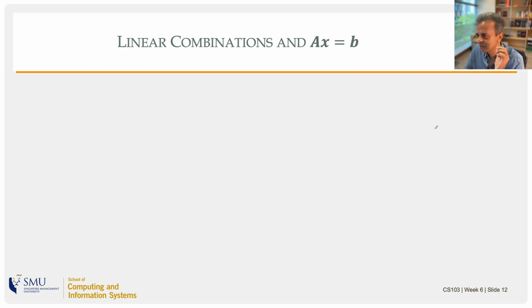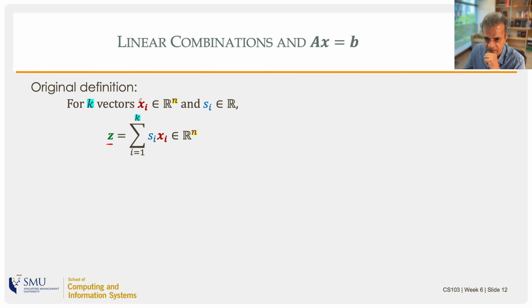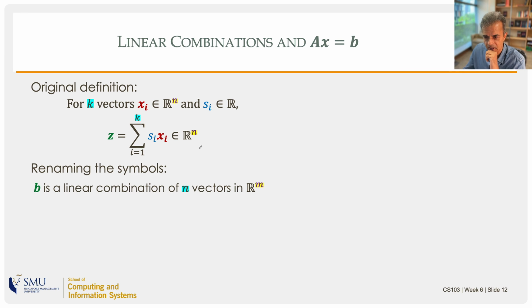Now let's actually try to find some connections between linear combinations and our favorite equation Ax equal to b. So if I have k vectors xi in Rn and k scalars si in R, then I can define a linear combination like that. Let's make some minor modifications to this. Instead of calling it z, let's call it b, and instead of having k, let's take n vectors, and let's say that each vector has m components. You can see where I'm going with this, can't you?